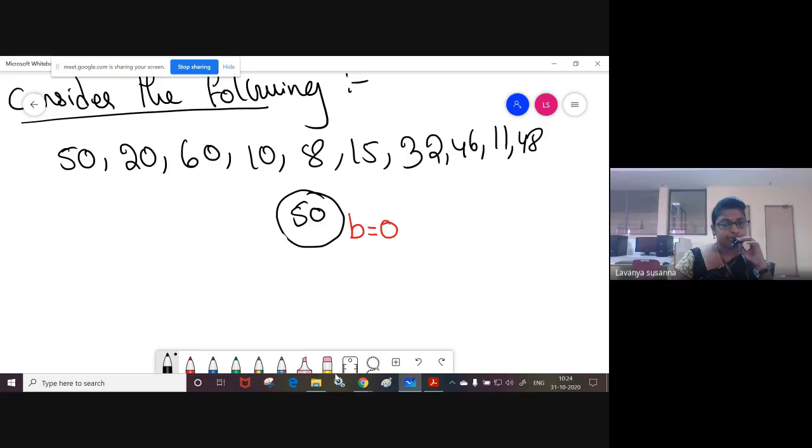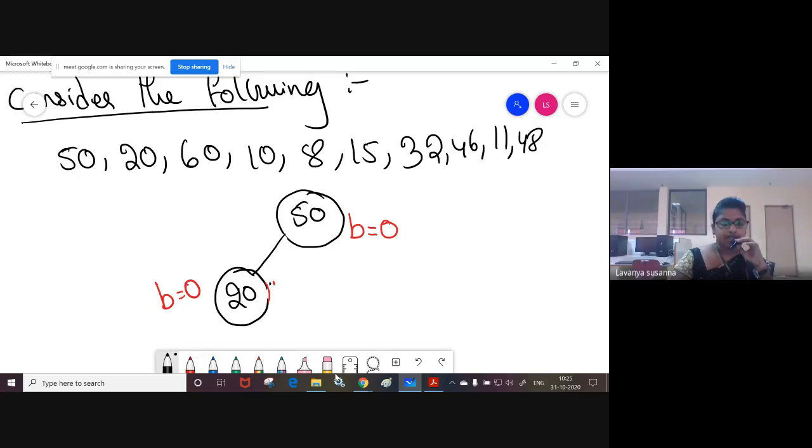Step 2. Second, 20 you need to insert. Which side you need to insert? 20 is less than 50. Less than means you need to insert as left child. Insert left child. Now find out the balancing factor. What is the balancing factor of 20? 20 is a leaf node, right? For all leaf nodes, balancing factor will be 0. B equal to 0. Write down, B equal to 0.